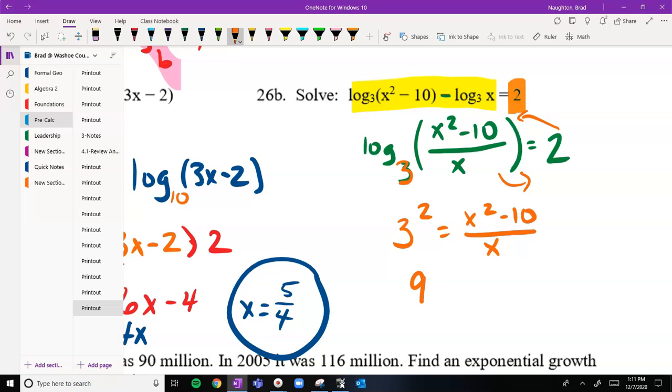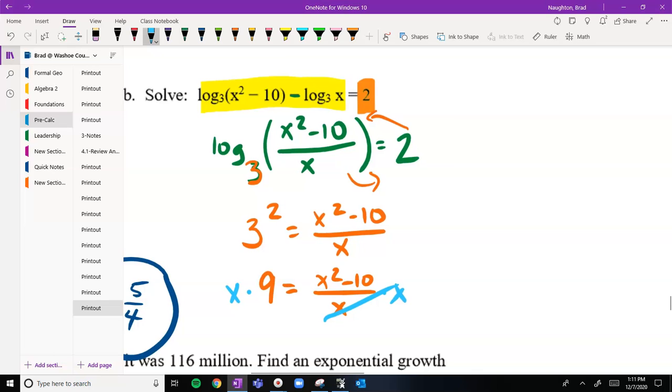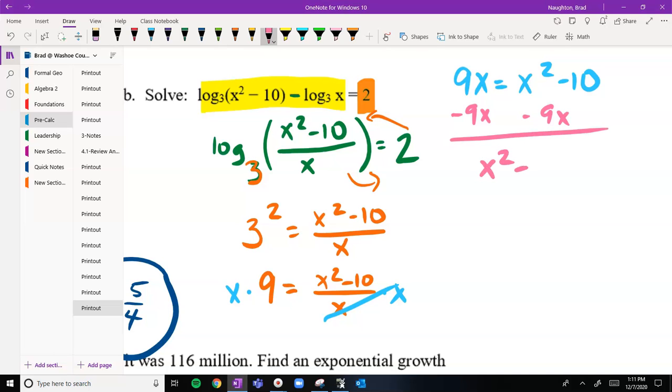So that's going to give me 9, because 3 squared is equal to x squared minus 10 over x. Then we're going to multiply both sides by x to get rid of that denominator x. So 9x is equal to x squared minus 10. And then I'm going to move over that 9x, and we're going to get x squared minus 9x minus 10.